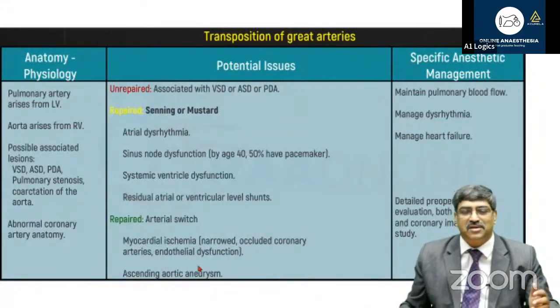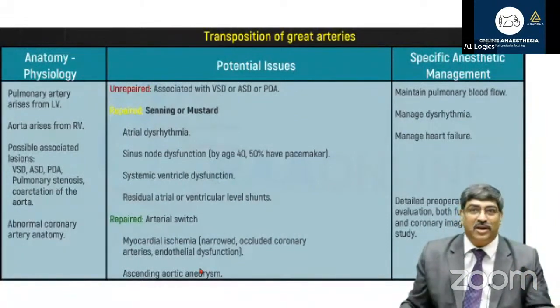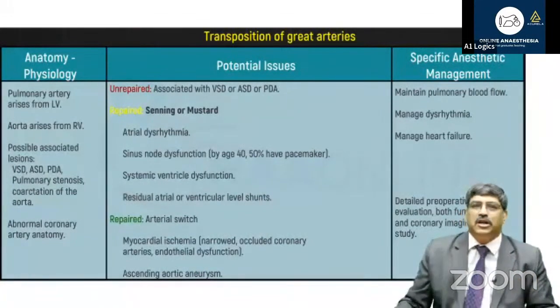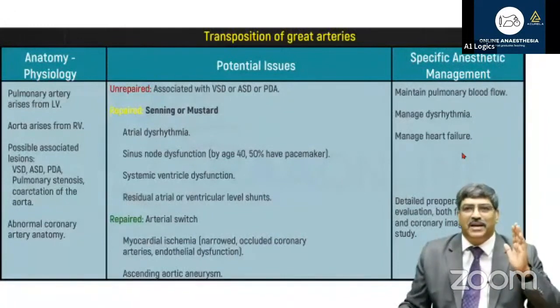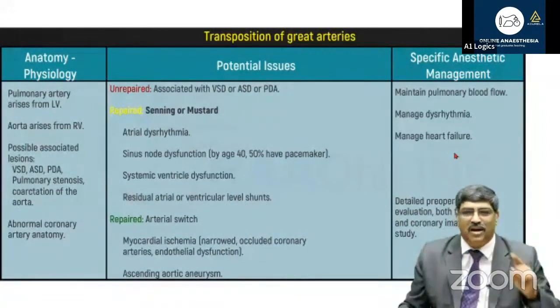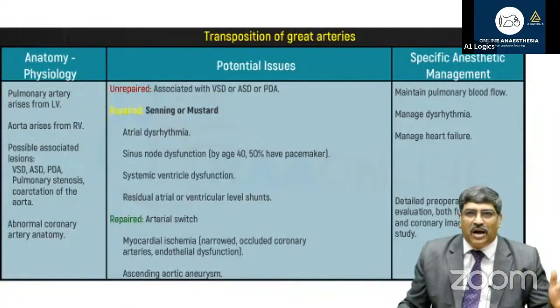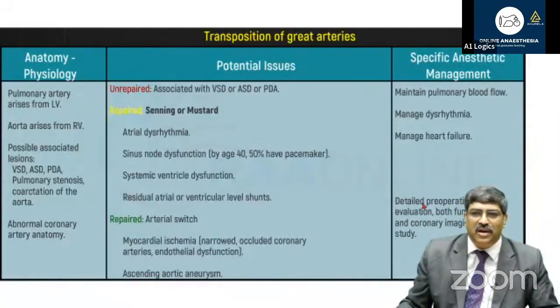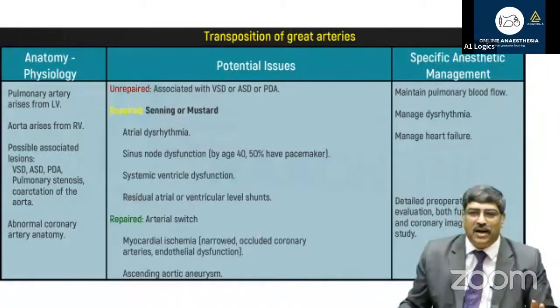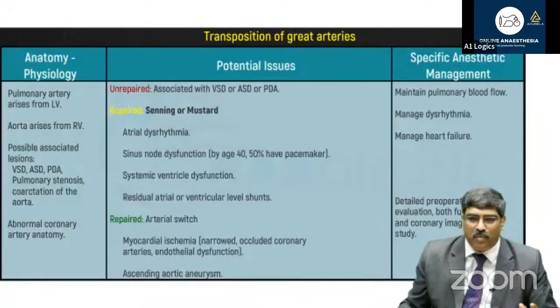So, there can be chances of myocardial ischemia due to occluded coronary arteries, or sometimes endothelial dysfunction can happen. And there is also a chance of ascending aortic aneurysm. Here, your goal is to maintain the pulmonary blood flow, manage the arrhythmias, and manage your heart failure. If an arterial switch is done, you should have a detailed preoperative evaluation, where mainly you have to assess your coronary anatomy by some imaging modality.